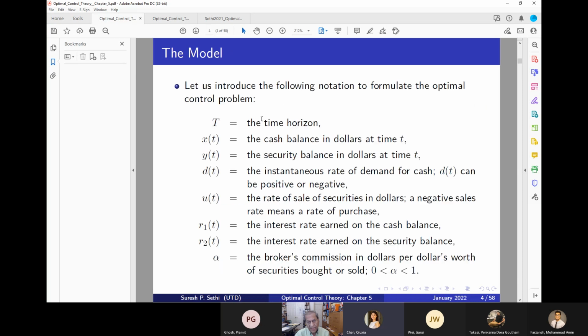Excuse me, Professor. Yes. Why is the interest rate for cash balance and security balance different? Security balance would be the amount invested in a bond, let's say. Oh, okay. And cash balance could be, let's say, a checking account. Okay, I got it. Thank you. Okay.